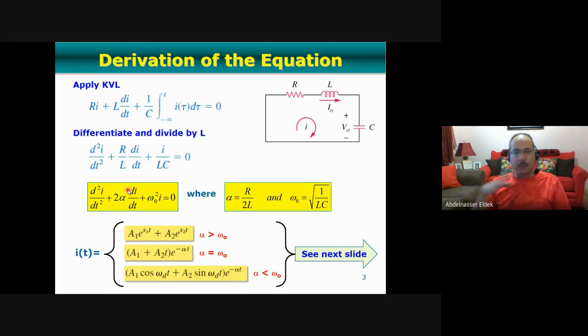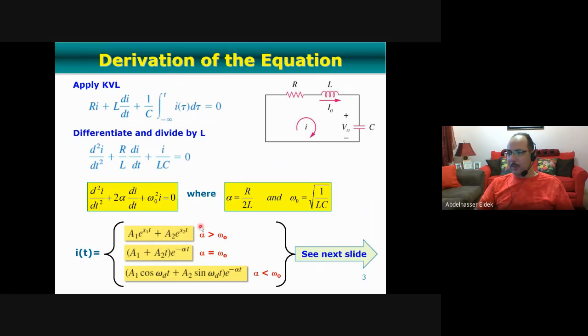So here the solution depends on the values of alpha and omega. What you need to do is just compare alpha and omega. If alpha is more than omega, then in this case we call this overdamped. If alpha is less than omega, then it is underdamped. If alpha equal omega, we call it critically damped. And the solution looks like this. So here you just need to compare alpha and omega, and you decide what's the solution.